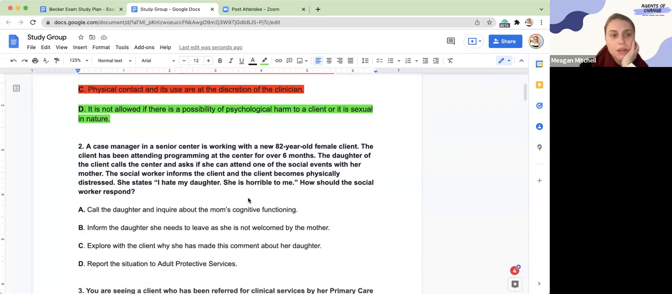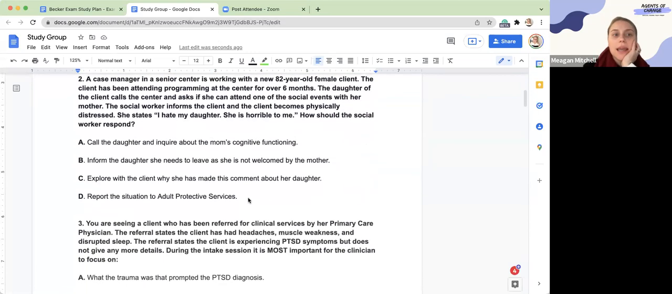Okay. Number 2. A case manager in a senior center is working with a new 82-year-old female client. The client has been attending programming at the center for over 6 months. The daughter of the client calls the center and asks if she can attend one of the social events with her mother. The social worker informs the client and the client becomes physically distressed. She states, "I hate my daughter. She is horrible to me." How should the social worker respond?